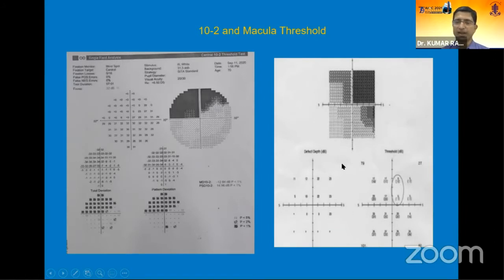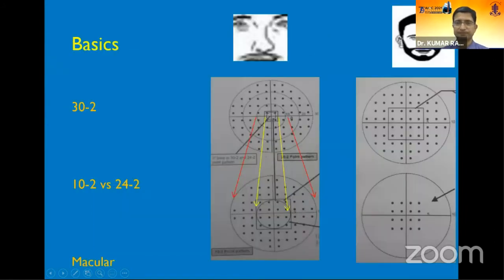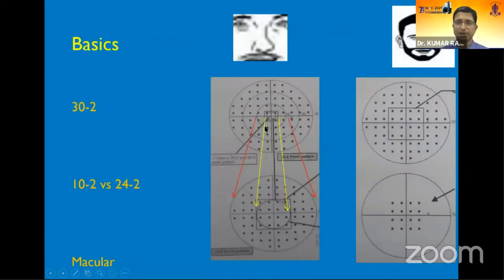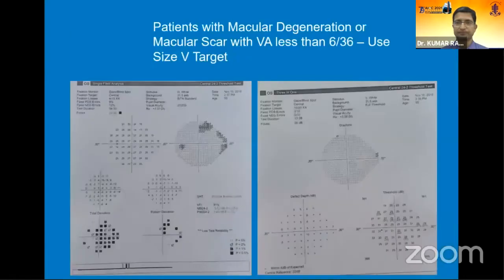Here we just get raw data and we have to make our own assessments. Just to re-emphasize, in 30-2, we are evaluating these many points, but in 10-2, this 10-degree visual field is analyzed in great detail. Similarly, in the macular programs, this still central part is also analyzed in finer detail. So the macular and the 10-2 programs' reports cannot be directly compared with 30-2 or 24-2 programs because the points analyzed are different.